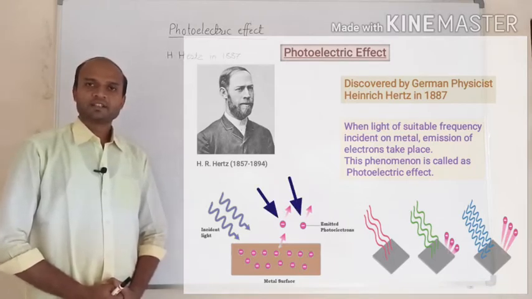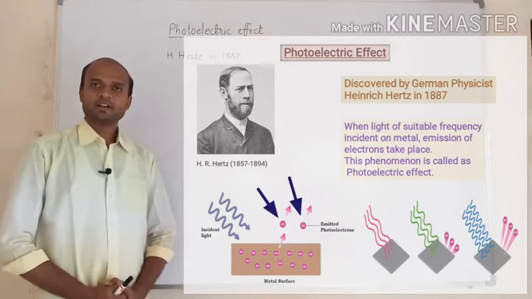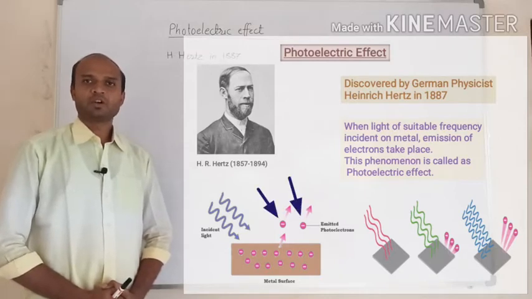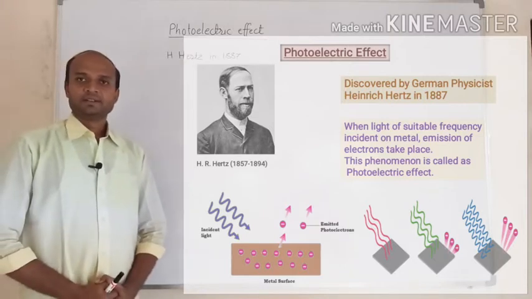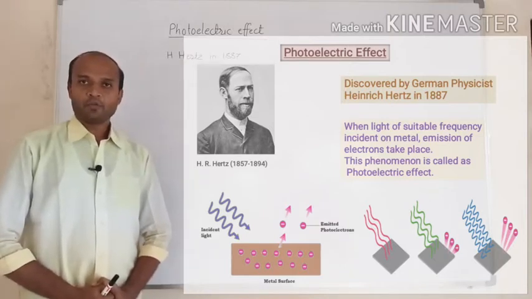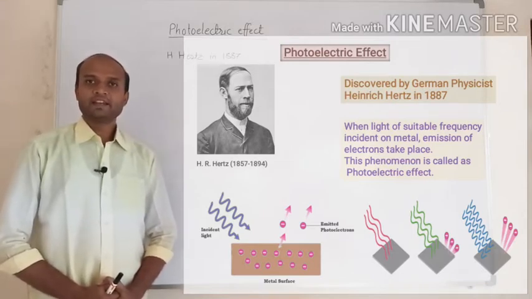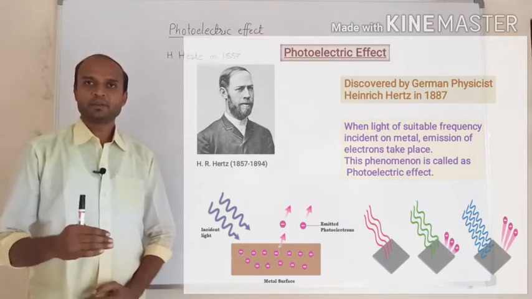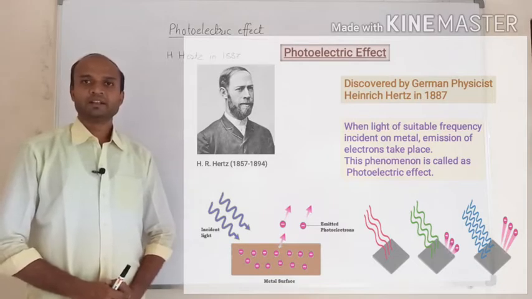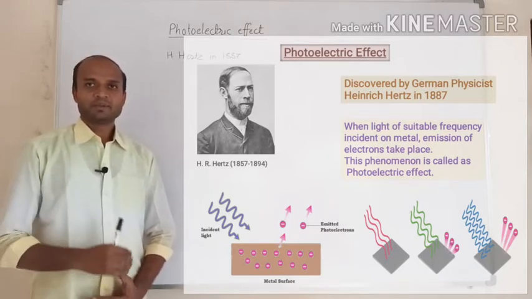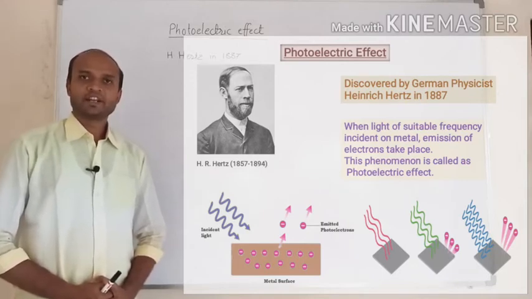Emitted electrons are called photoelectrons, and the current produced due to these electrons is called the photocurrent. I have already mentioned that the incident light should be of a particular frequency. Particular frequency means when light of that frequency, or greater than that frequency, is incident, only then will emission of electrons take place. Below a certain frequency, emission of electrons is not possible, and that is called the threshold frequency.